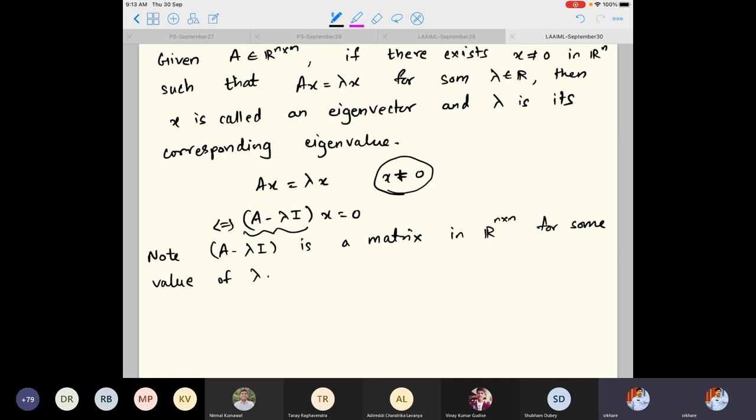And that implies that x has to be equal to 0. So you cannot find a non-zero vector x in this particular case, right?